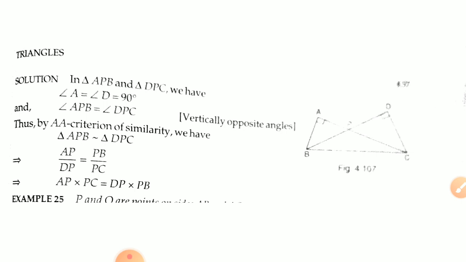In this way we have angle A equal to angle D, similarly angle APB equal to angle DPC, and therefore triangle APB is similar to triangle DPC. Here both the triangles are similar, therefore corresponding sides are proportional, and therefore we get AP upon DP is equal to PB upon PC. And now if we cross multiply, we get AP into PC is equal to DP into PB.